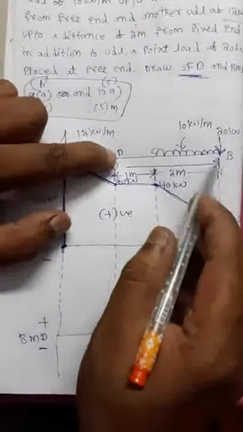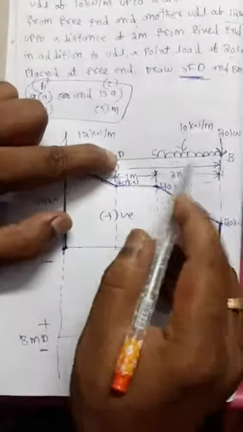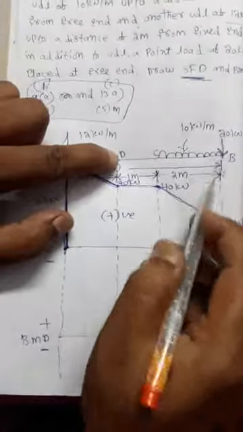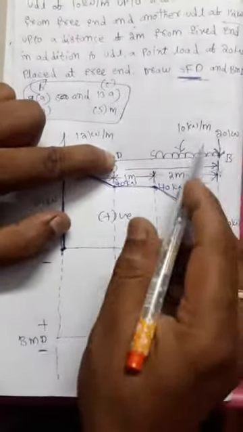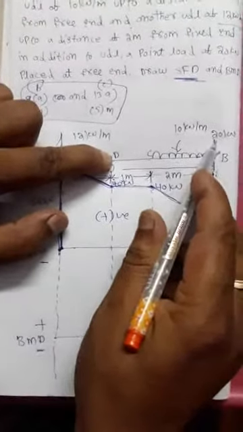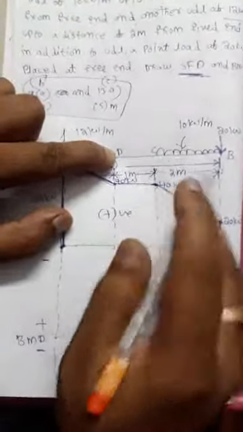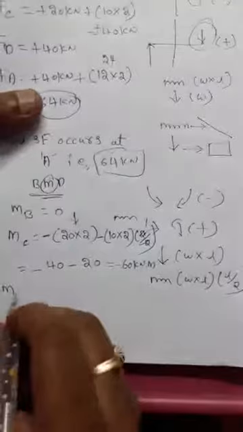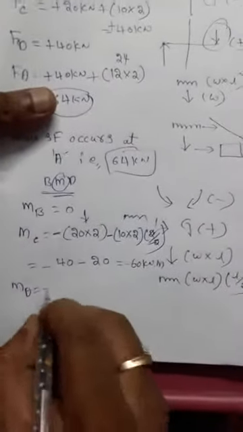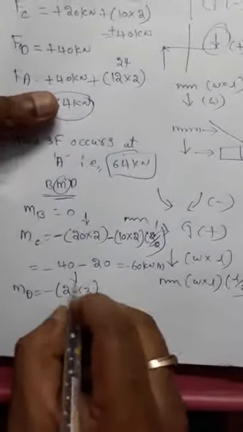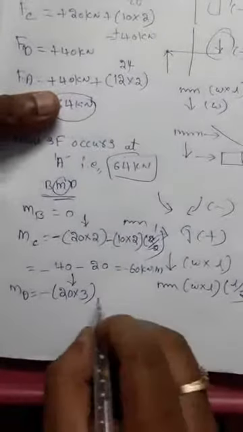So to find the moment on D, you come from B only. From B to D there is one point load and one UDL. The point load is force into distance, where the distance is 3 and the point load is 20. For the UDL, the distance is 2 and the additional distance is 1. So MD equals minus, downward direction minus, 20 into 3, force into distance. This is for the point load. And next, the downward direction, this is the UDL.